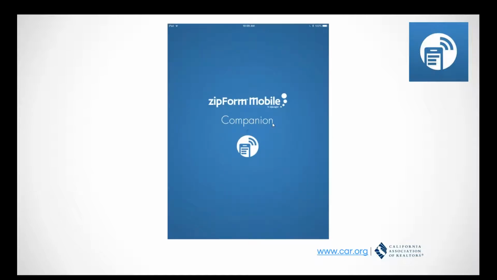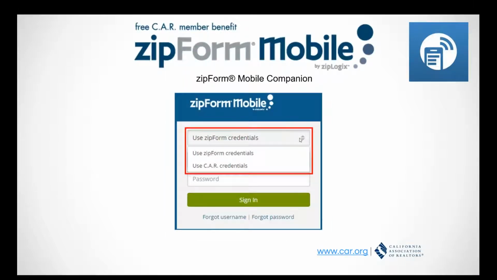And then when we open it up, we're going to be shown this splash screen. This is our zipForm Mobile Companion. On your first time signing in, you want to remember to use your C.A.R. credentials to sign in. As I said, the majority of you, at least two-thirds, more like 70%, are going to be using your C.A.R. credentials to log in to zipForm Mobile. If you are part of a broker edition, you will be using your zipForm credentials, but your C.A.R. credentials are generally the ones that you're going to use.